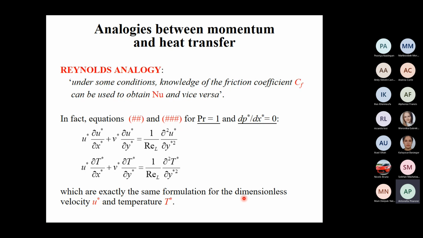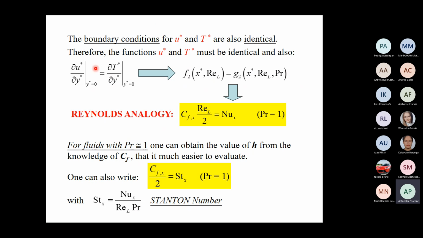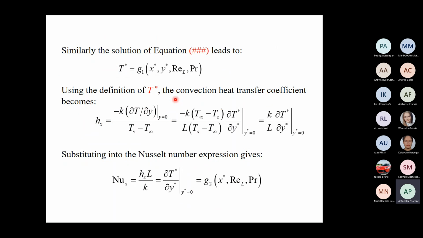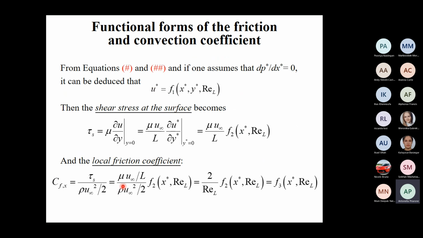What happens with this Reynolds analogy? What happens if I have the same solution for U star and for T star? Also the derivatives of U star and T star are the same. So if the solutions U star and T star are identical, also the derivative of U star in Y star for Y star equal to 0 is equal to the derivative of T star in Y star for Y star equal to 0. So if I go back to the expression obtained previously, I obtain that, for example, the derivative of T star in Y star is equal to the Nusselt number, is equal to G2 and Nusselt number. And the derivative of U star in Y star is what I called F2 of X star and Reynolds number.